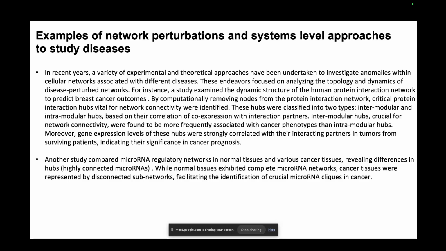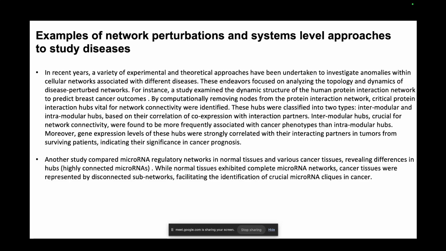So two different types of hubs, and it was found that cancer phenotypes were more associated with intermodular hubs, hubs that connect two different highly connected parts of the network, right? So it was found like that, and gene expression levels of these hubs were strongly correlated with their interacting partners in tumors from surviving patients, indicating the significance in cancer prognosis.